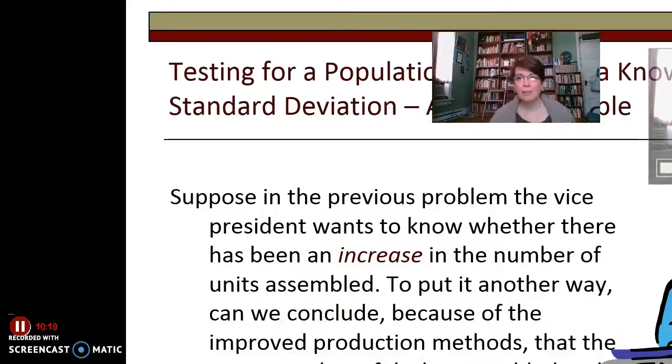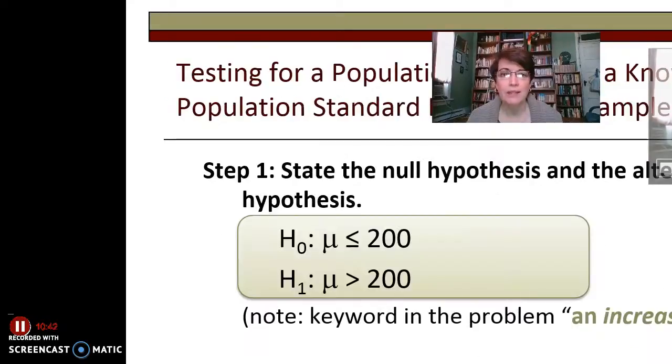So let's use that same problem and talk about another way to look at it. Here we're going to say the same issue, but the vice president now wants to know whether there's been an increase. See the difference here? Now we're kind of switching everything to one tail. An increase in the number of units assembled. So we're going to use these same numbers. Let's look and see what that would look like.